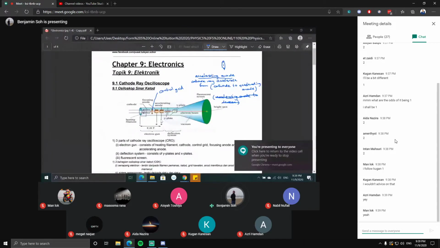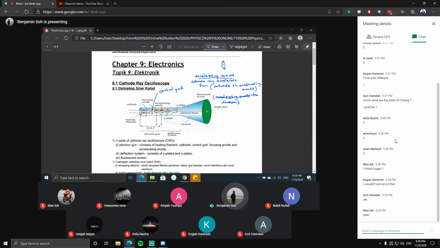Because of this, always remember that the accelerating part happens from cathode towards the anode, because cathode is negative plate, anode is positive plate. So positive attracts the negative, then it pulls. So when the thing pulls, it means there is force there. So when there is force, surely there is acceleration, isn't it? F equals ma. Understand?